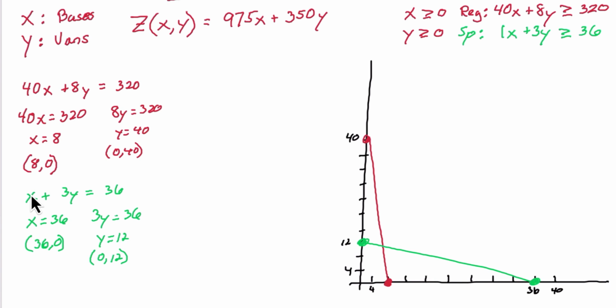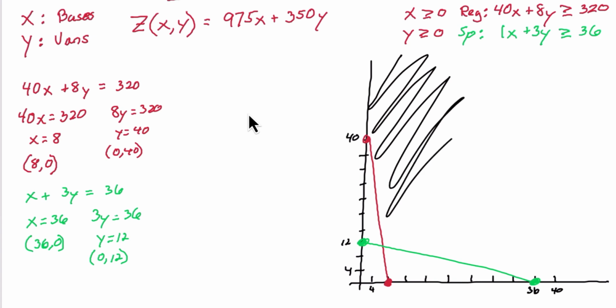Now remember that these are actually inequalities, so we need to do some shading. We can pick a test point to determine where to shade. Typically 0, 0 is the easy one to test. If we test 0, 0 in each of these, we get a false statement. 0 is not bigger than 320, and 0 is not bigger than 36. That means we're going to be shading above both of those lines. But keep in mind, we also want to stay restricted to quadrant 1. So we're looking at this shaded region.